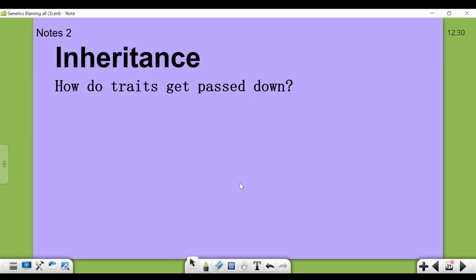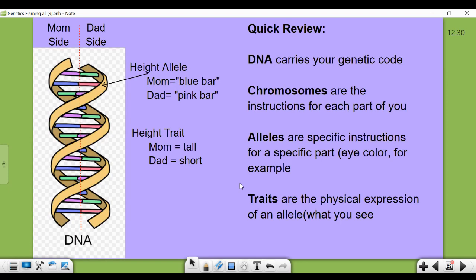So, this week, we're focusing the first part of the week on inheritance and how traits get passed down. Before we start with that, a little bit of review.